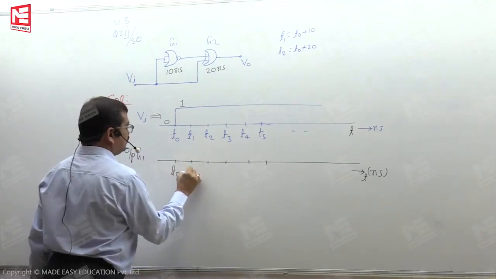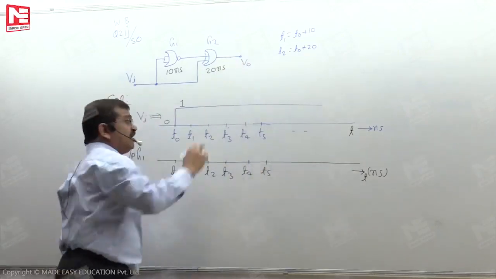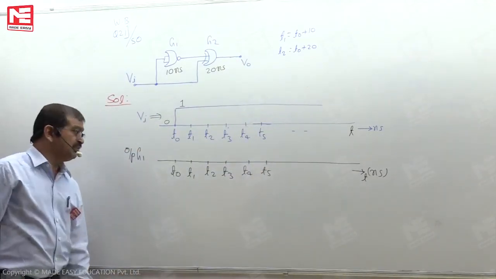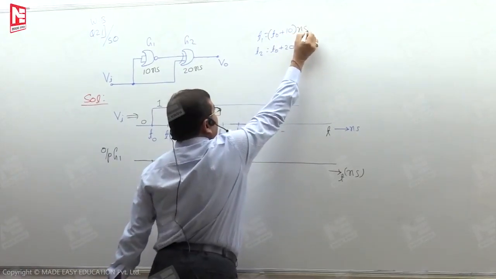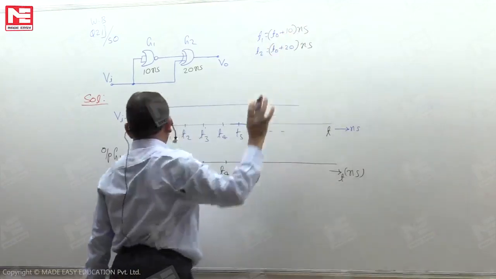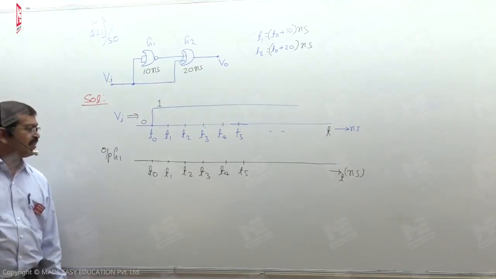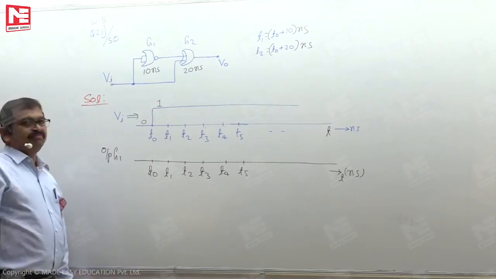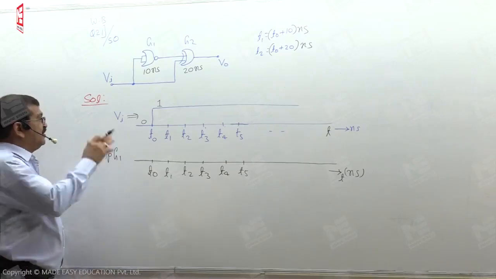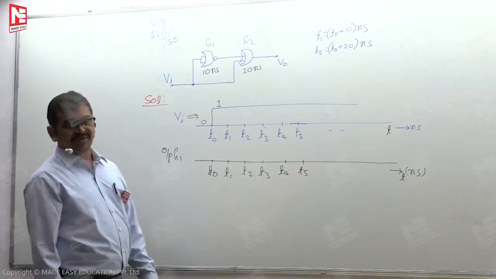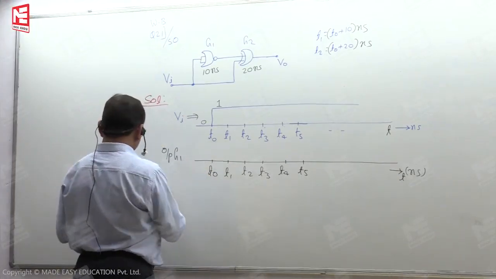So T0, T1, T2, T3, T4, T5, these definitions are already there in the problem statement. T1 is T0 plus 10 nanoseconds. T2 is T0 plus 20 nanoseconds and so on. So if you look here, before T0, the gate G1 input is 0. Once the gate G1 input is 0, the gate G1 output will be 1. So before T0, the gate G1 is with output of 1.